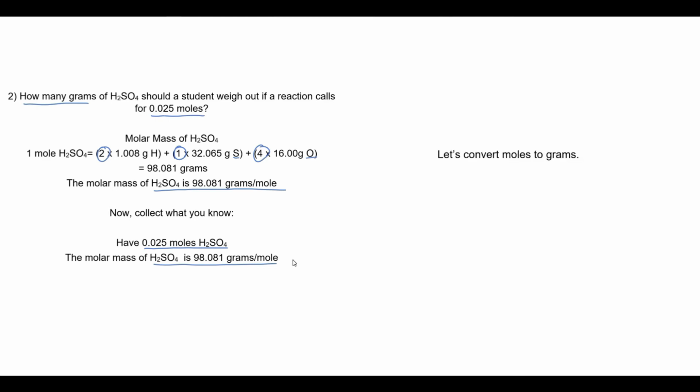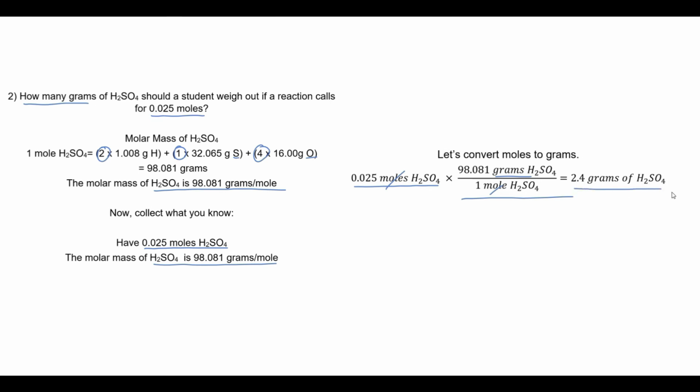Now I'm ready to do the conversion. So starting with what the problem gave me, it gave me the 0.025 moles of sulfuric acid. This time when I use my molar mass, I need to make sure that my moles cancel and I'm left with grams. So here is my molar mass. Again, you can see the moles cancel and I am left with grams of sulfuric acid. So when I plug this into my calculator, I get 2.4 grams of sulfuric acid.